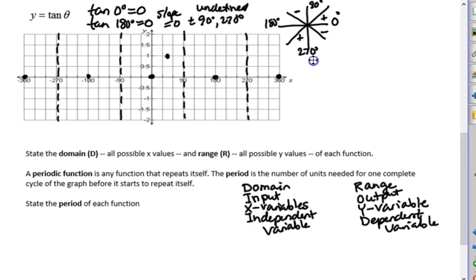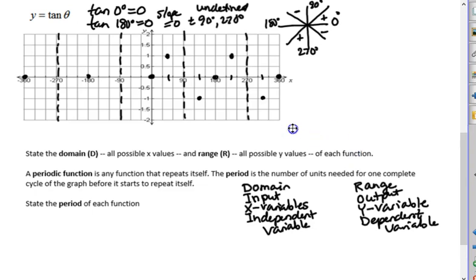Okay, where else am I positive? Between 180 and 270, halfway between, that's 225, that's also 1. So at 45 and at 225. Halfway between 90 and 180, and halfway between 270 and 360, I'm at -1. So here and here, I'll be at -1.